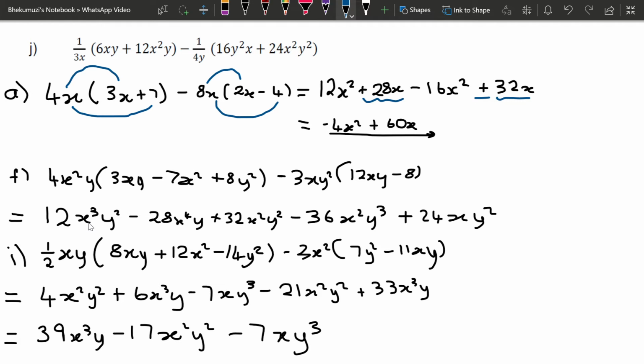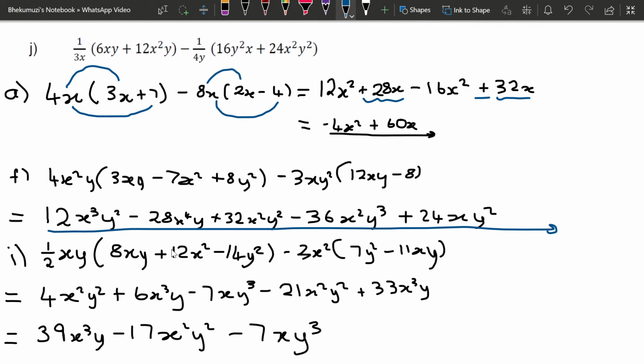because you can see here you have x to the power 3, x to the power 2, y to the power 2, but you do not find anything else that has x to the power 3 and y to the power 2 in the rest of the terms, right? And that's why we do not add them together. Therefore, this is the final answer once you've multiplied.